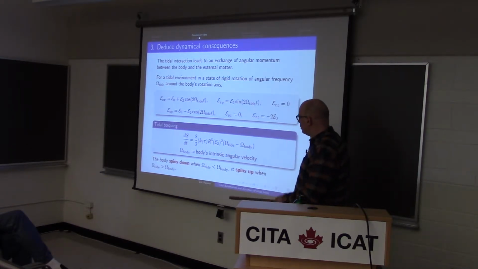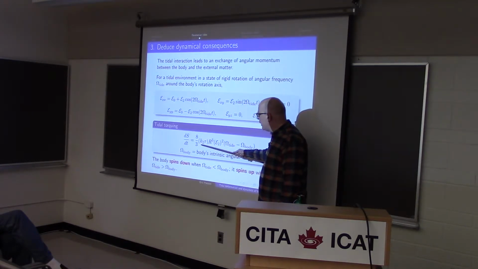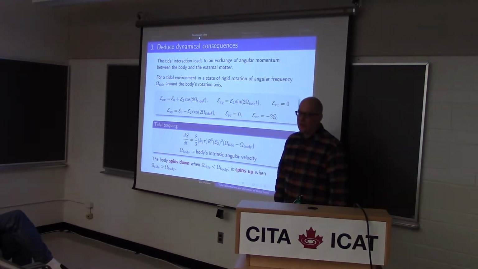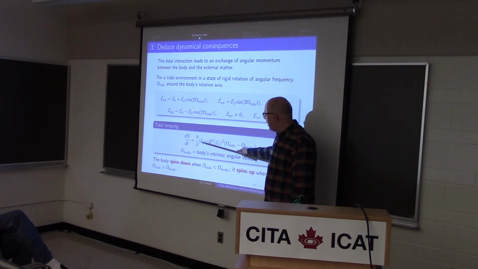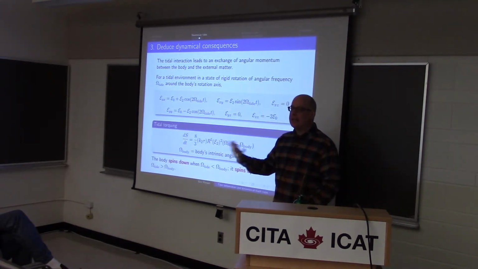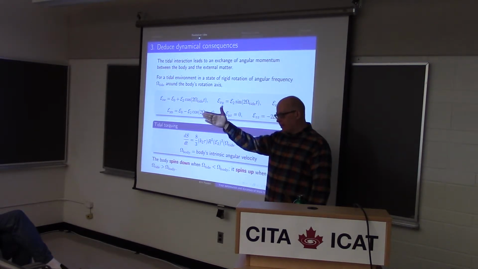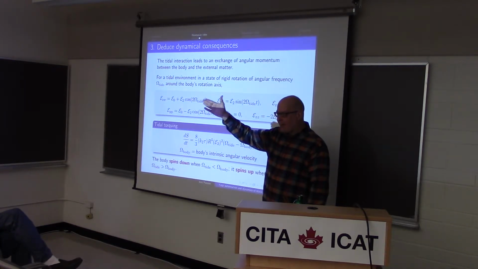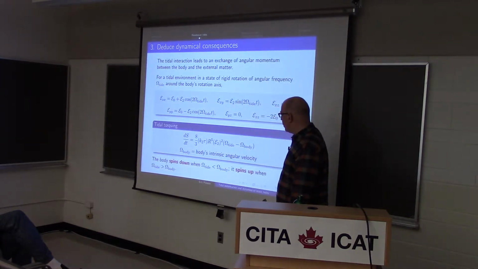Crucially, though, what's even more important than all of this is what appears in front. We need both K2 and tau to have an effect. We need K2 because we need the deformation in the first place, and we need tau because we need a delay. And as I said just before, you need a delay to produce the misalignment between the bulge and the direction of the companion body, and it's this misalignment that's allowing the tidal forces to apply a torque on the body.